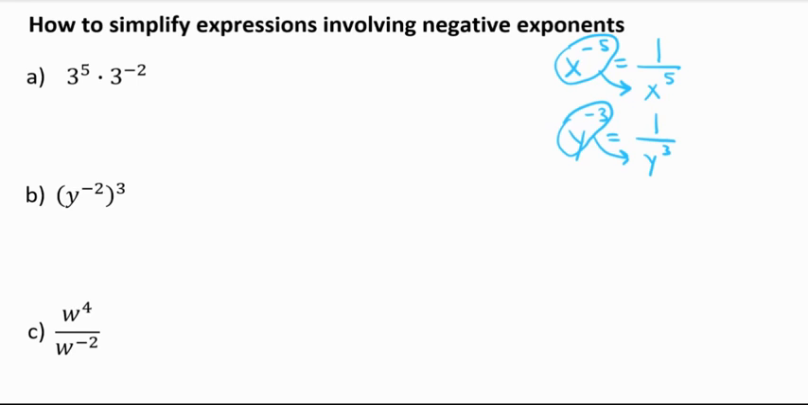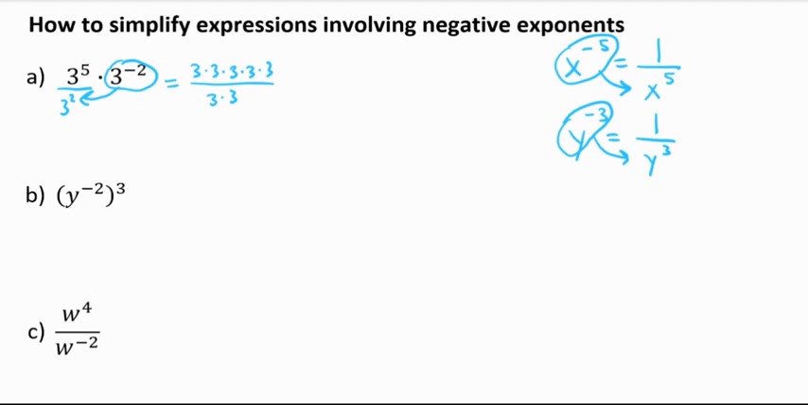Okay, so let's do a. So a is 3 to the fifth times 3 to the negative 2. Just like I was saying in the examples, because this has a negative exponent, it's going to go to the bottom of the fraction over here. And now that I have it with no negative exponents, I'm just going to do it like we did last chapter. So 3 to the fifth is 3 times 3 times 3 times 3 times 3. There's 5 of them. On the bottom, I have 2 of them.